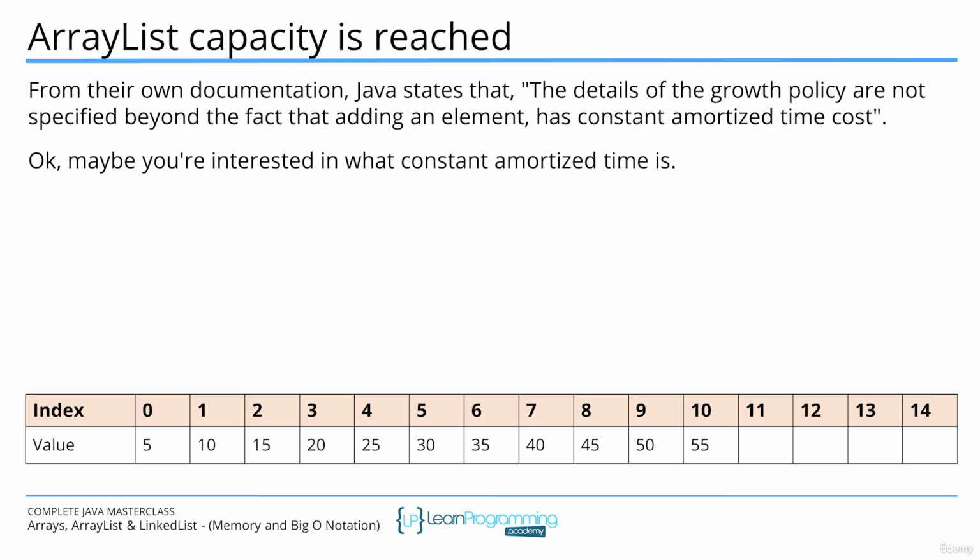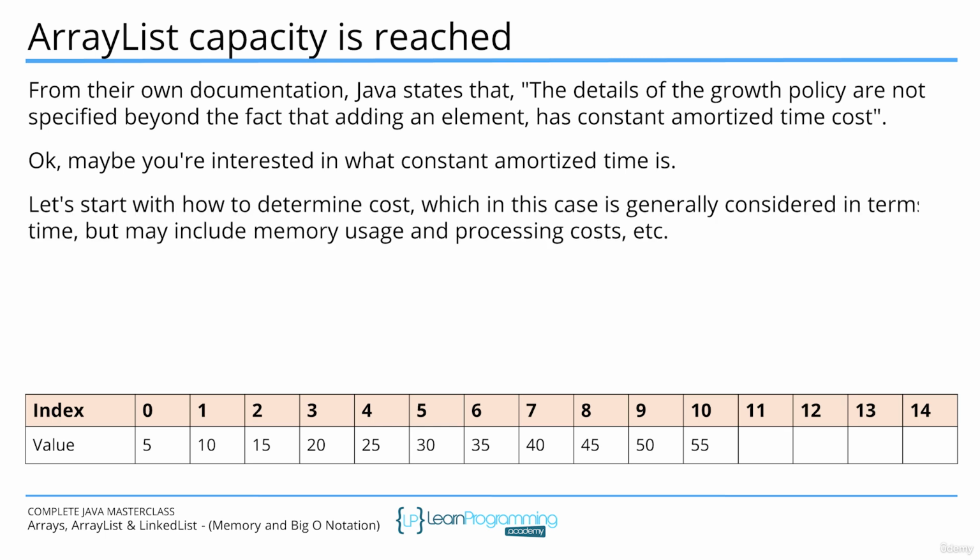Okay, maybe you're interested in what constant amortized time is. Let's start with how to determine cost, which in this case is generally considered in terms of time, but may include memory usage and processing costs, etc.